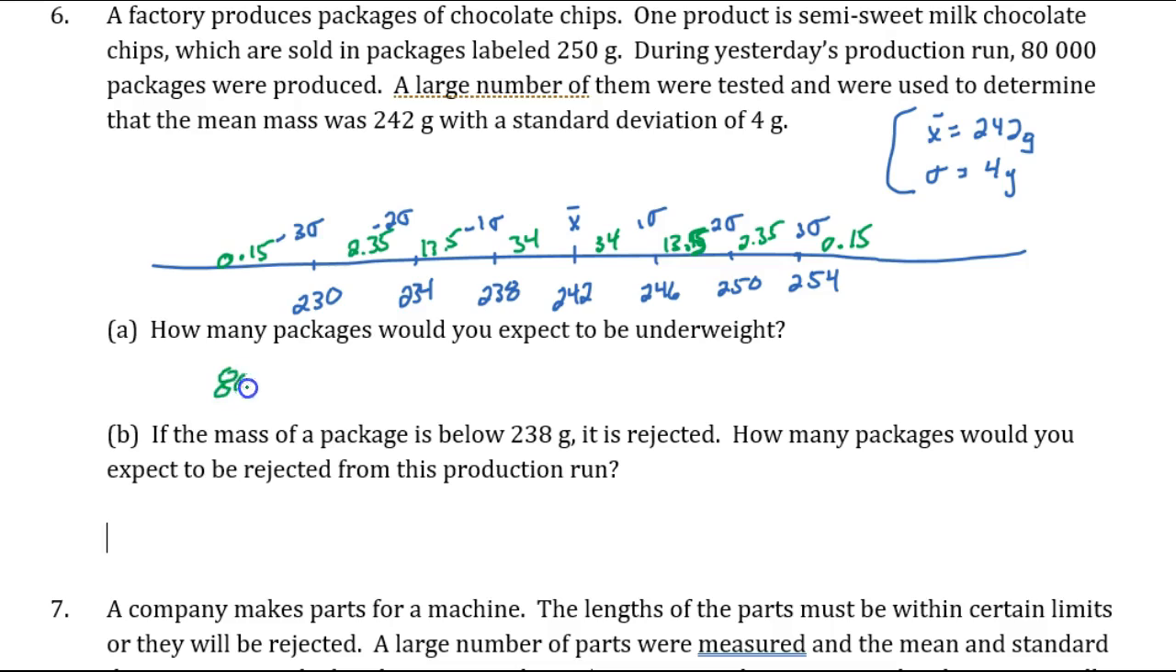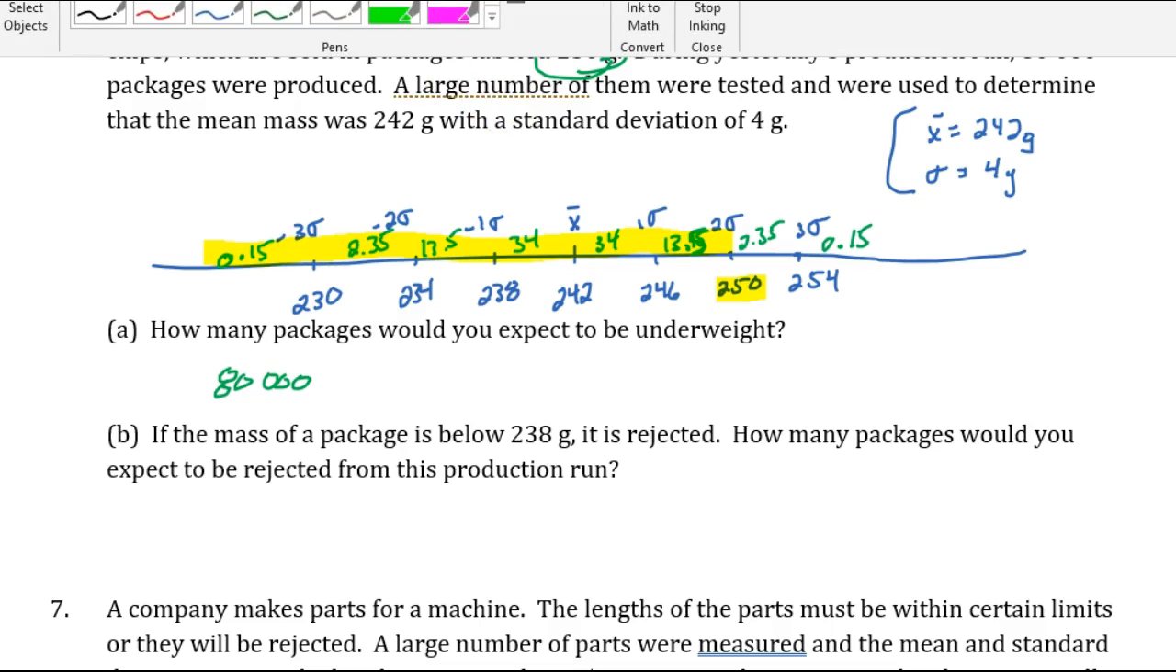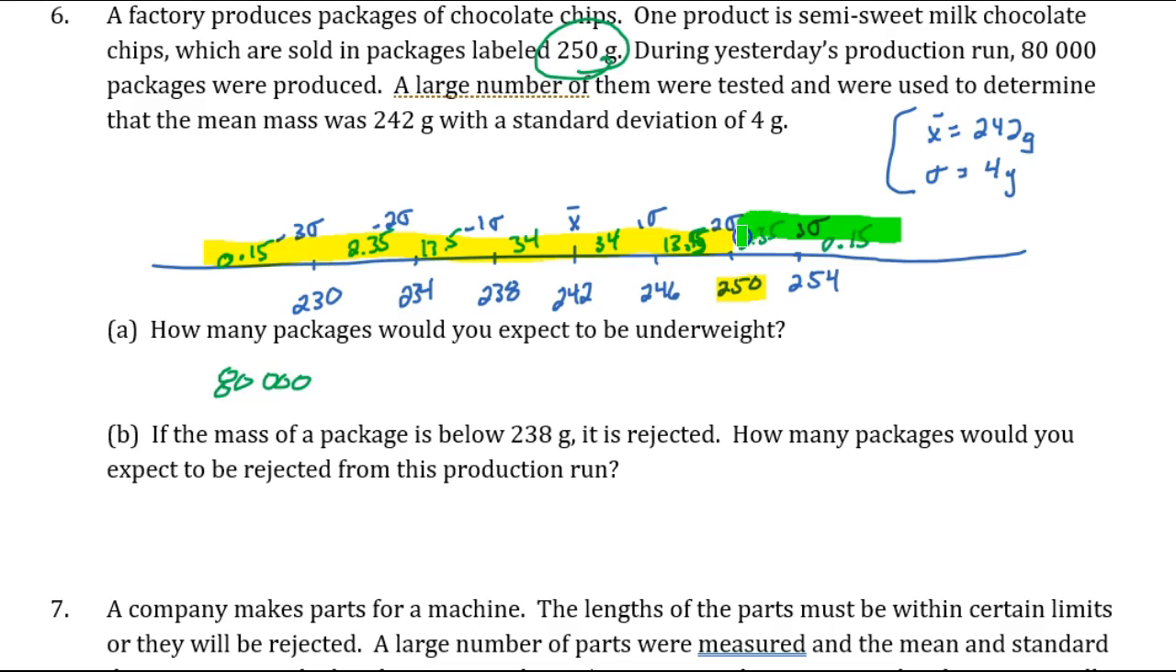Well, first are 80,000 packages. Now, when we consider underweight, companies labeling them as 250 grams. Anything less than 250 grams, they're considered underweight. So 250 is here. So you could add all these percentages here, and you will come up with 97.5. Or you could look at it as here and count the percentages above.